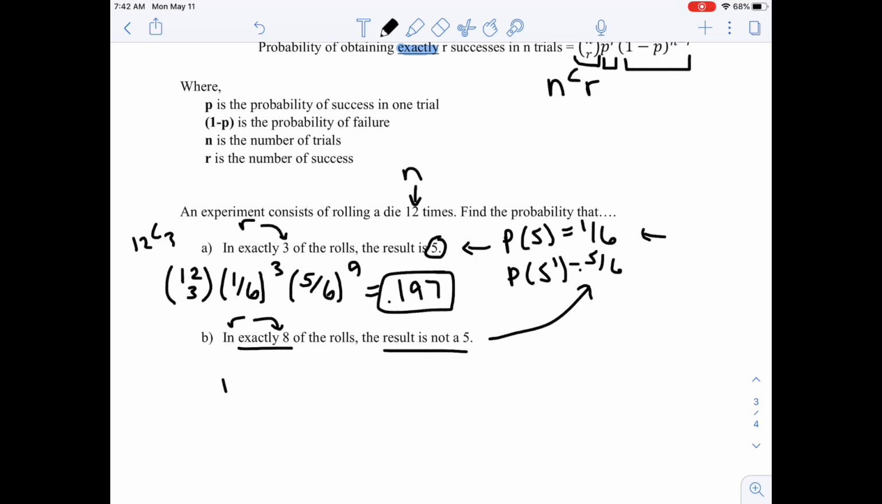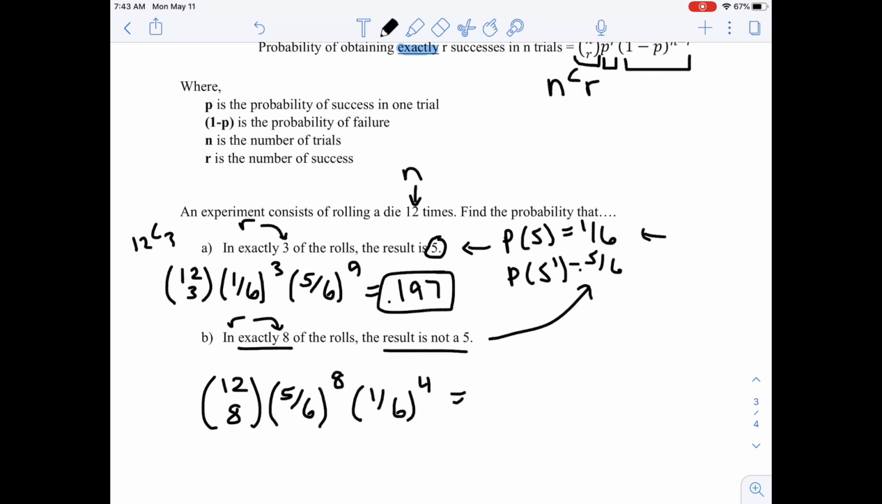So 12 choose 8. Then I have 5/6, because that's considered a success now, and I want 8 of those, and then 1/6 to the leftovers, which should be the 4. Now, in a problem like this, you could have those flipped, but you just got to make sure that the corresponding ones are in the right spot. So again, let's figure out what that is. nCr, 12 and then 8. We got 5/6 to the 8th, and 1/6 to the 4th.